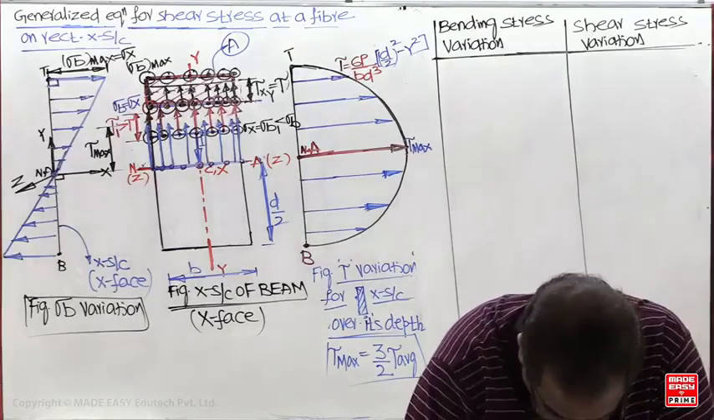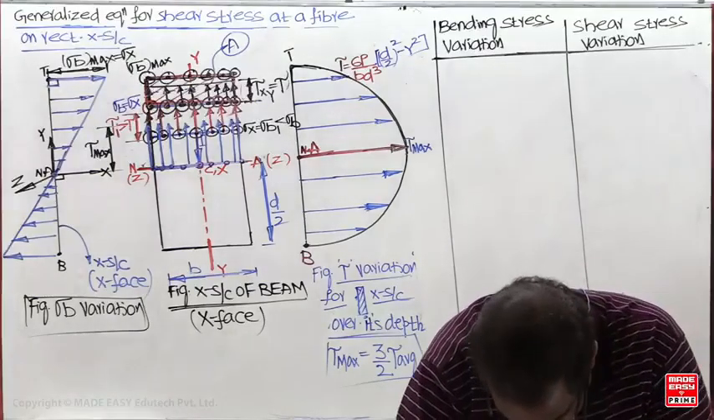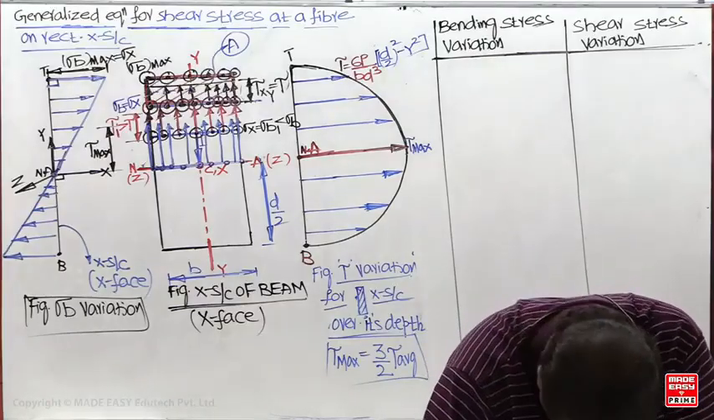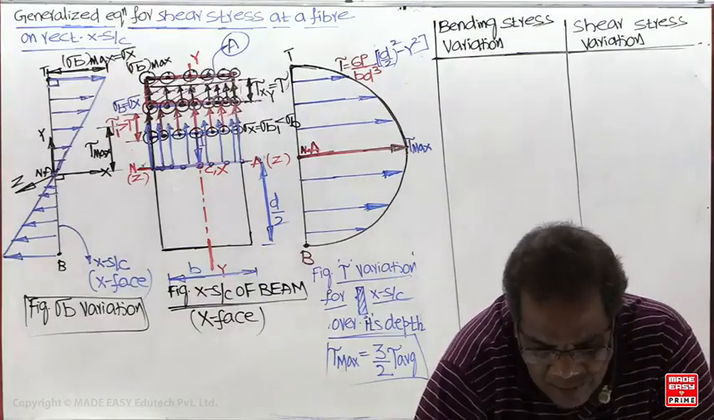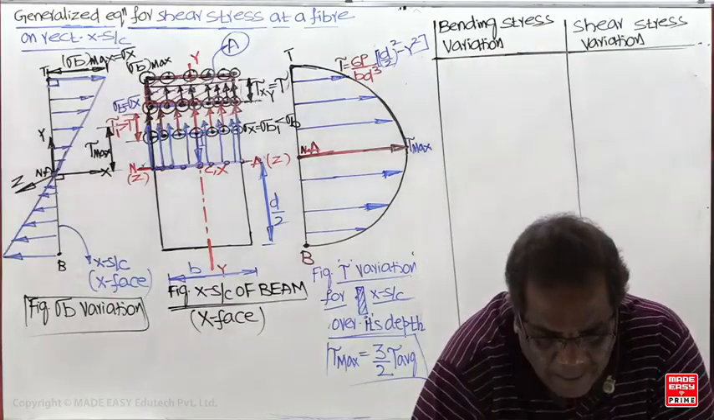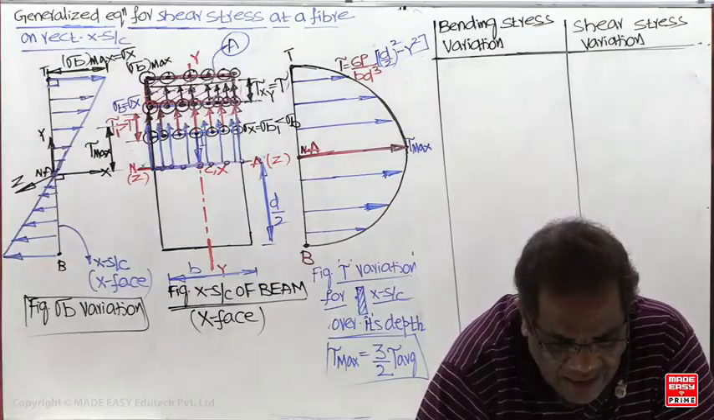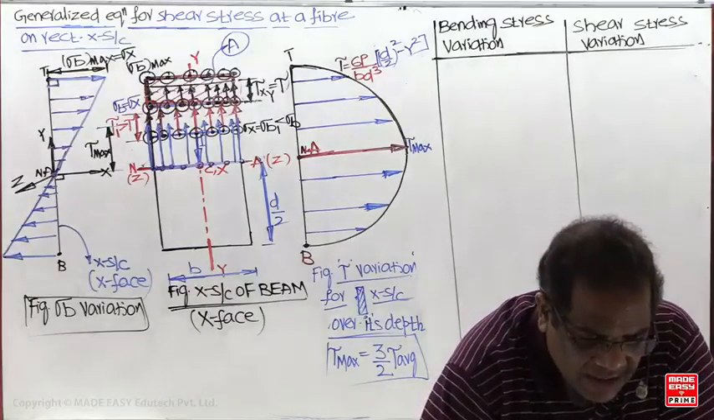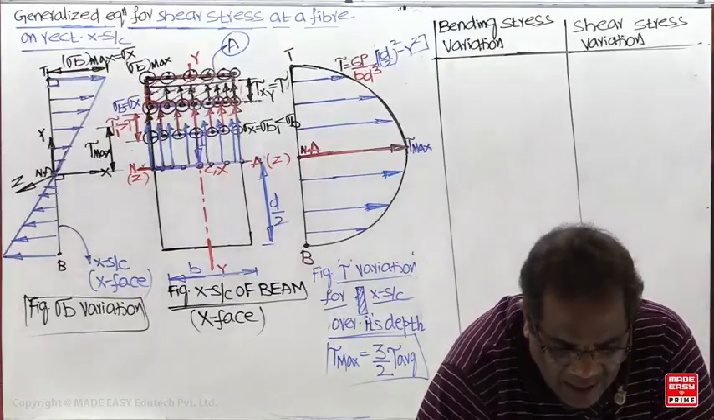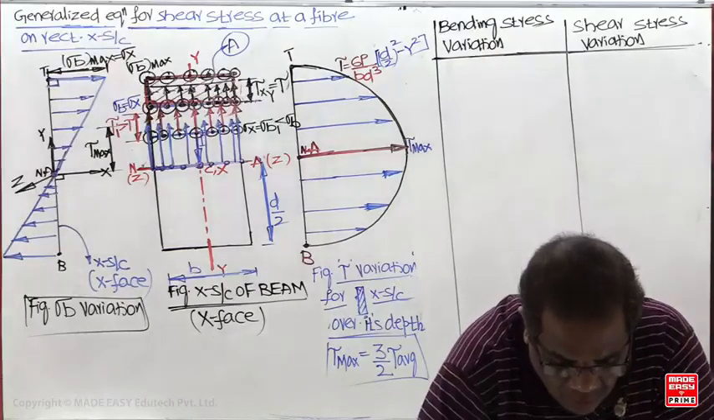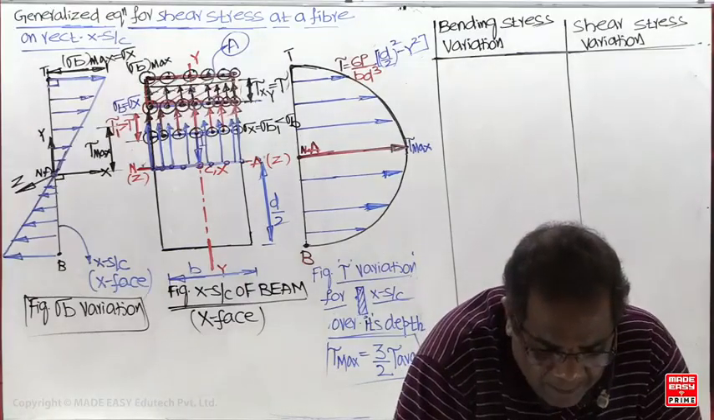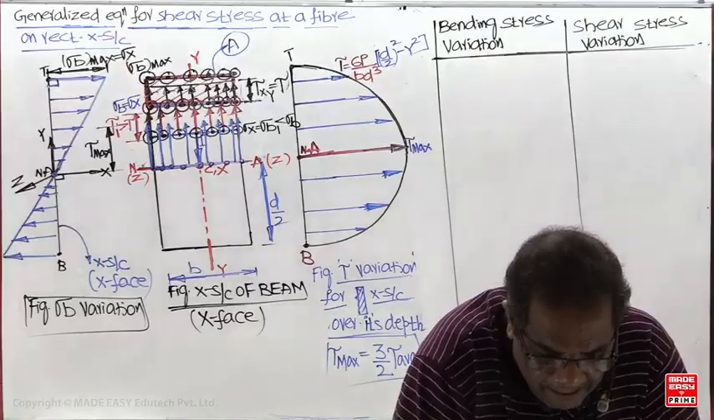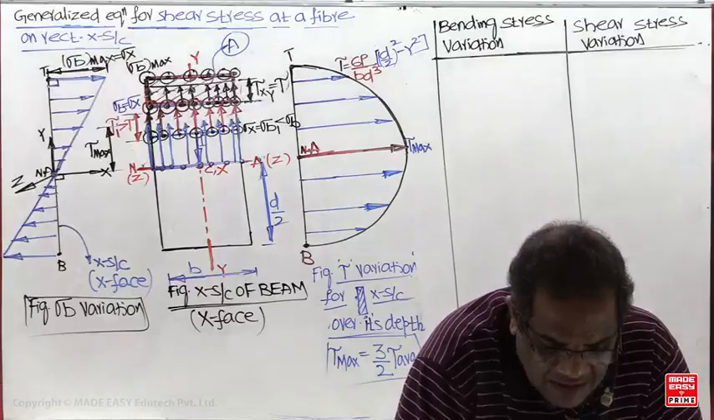Right hand, next one, left hand side. At neutral axis, bending stress is 0. Right hand side. At neutral axis, shear stress is non-zero.